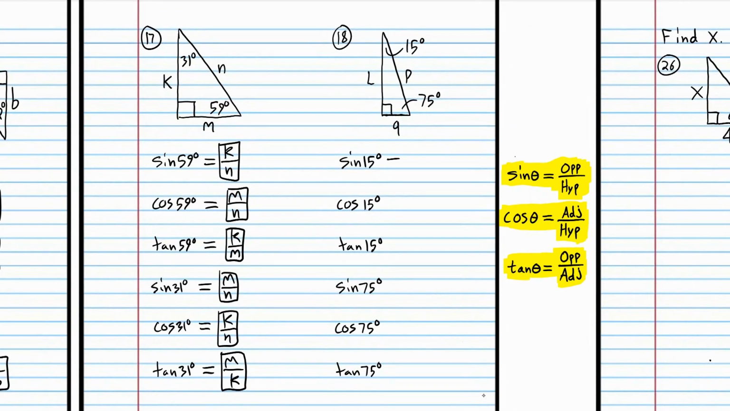All right, we're back. Sine is opposite over hypotenuse, so opposite 15 is q, and hypotenuse is p. Cosine is adjacent over hypotenuse, adjacent 15 is L, and hypotenuse is P. Tangent is Q over L. Sine 75 is L over P. Cosine 75 is Q over P. And tangent 75 is L over Q. So if you got those answers, good job.